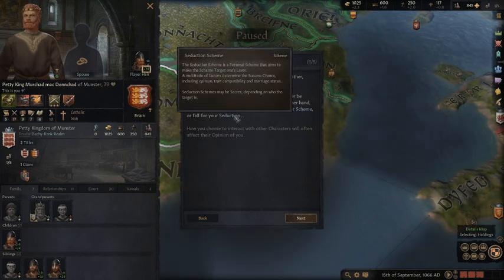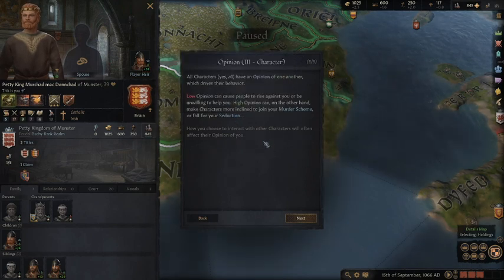The seduction scheme is a personal scheme that aims to make the scheme target one's lover. So you can scheme to seduce people. From my understanding, they've sort of generalized the scheme system. In the previous game, it was just, I think, making claims on titles and assassinations, but now it looks like things like seduction are schemes as well.